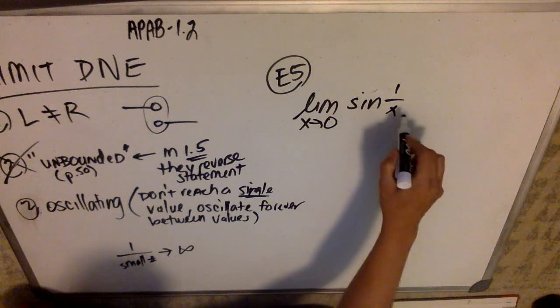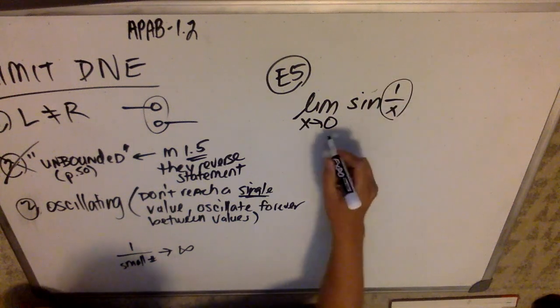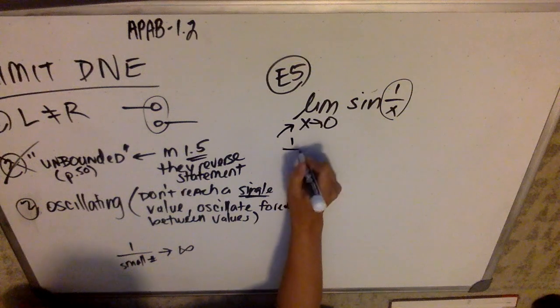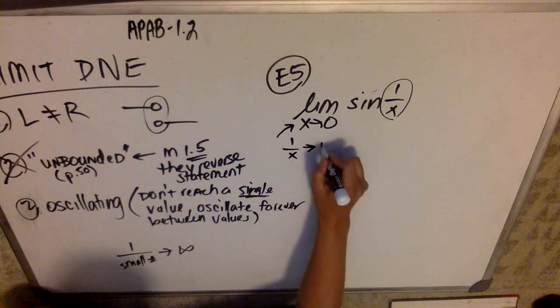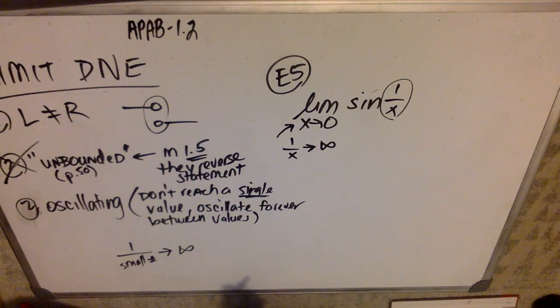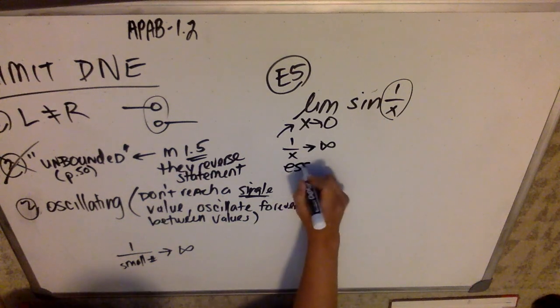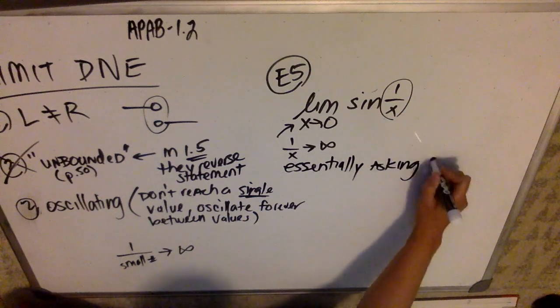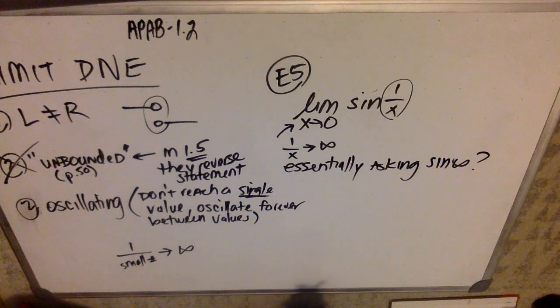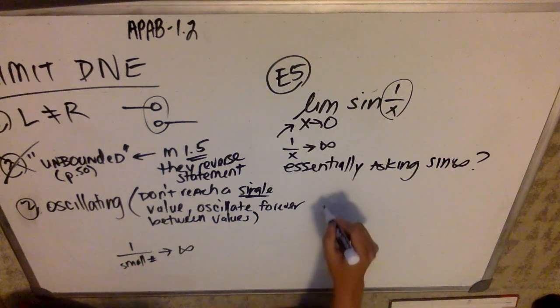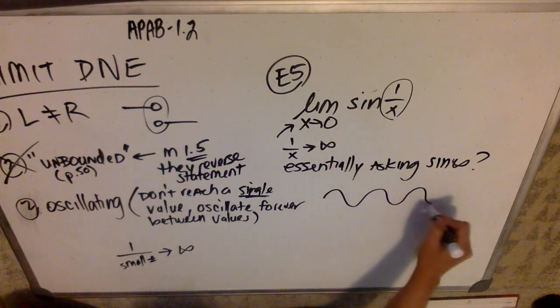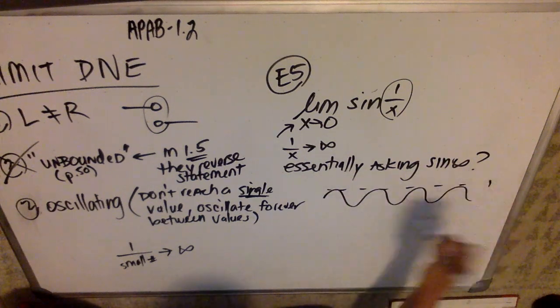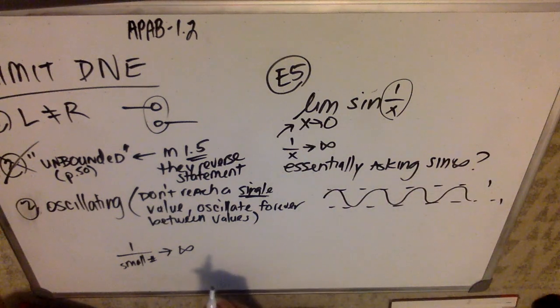So essentially, if x is approaching 0, then 1 over x is approaching infinity, right? You're not actually allowed to divide by 0, but 1 over x is approaching infinity. So really this is asking, even though you're not actually allowed to say this, what is the sine of infinity? The problem is that a sine function oscillates between 1 and -1 forever, right?